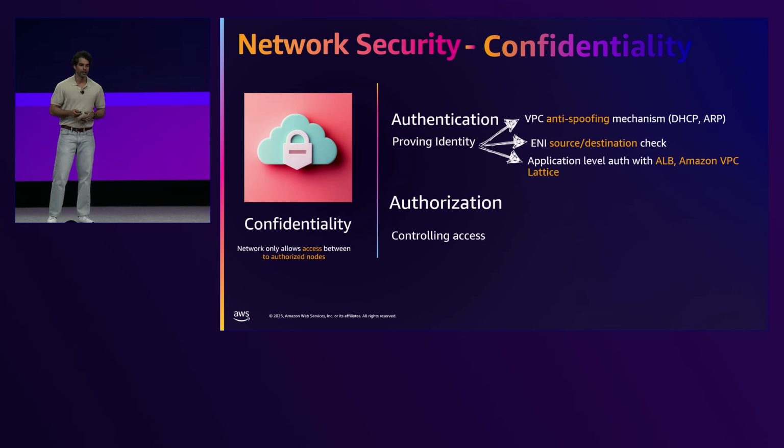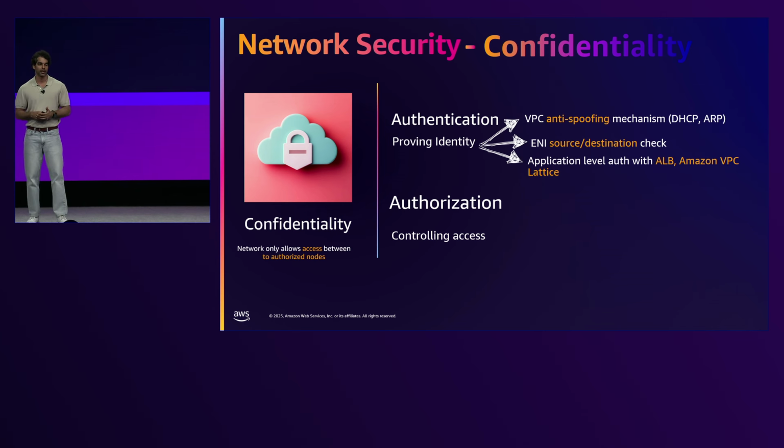And finally, we also have application level authorization at ALB and VPC Lattice. Now, application level authorization is not technically a network identity, but a lot of our networking services like ALB and VPC Lattice are understanding application level identities and using that to make authentication decisions.